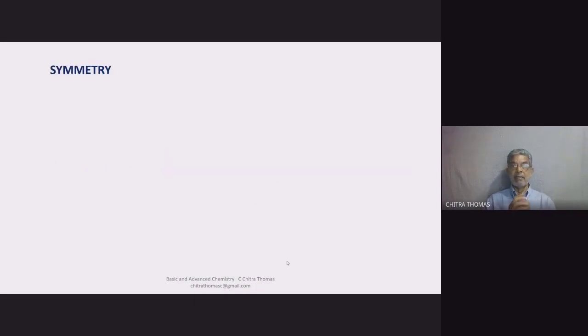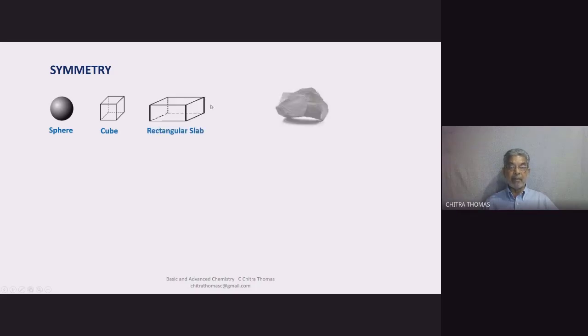Now, what is symmetry? I will explain the concept of symmetry now. Consider these objects. This is a sphere, this is a cube, this is a rectangular slab, this is a stone. Now I ask you to classify these objects as symmetrical and not symmetrical. You'll immediately say that the sphere is symmetrical, the cube is symmetrical, the rectangular slab is symmetrical, but the stone is not symmetrical.